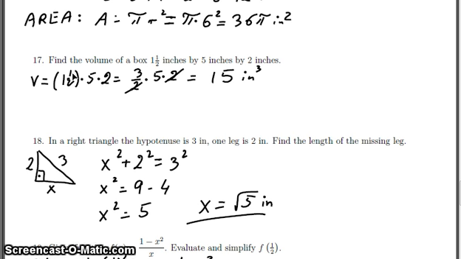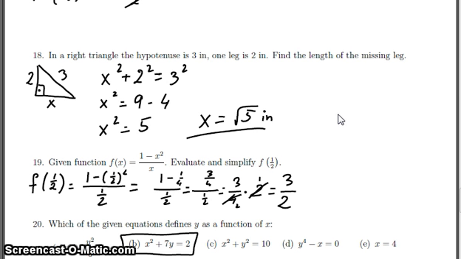Now you can't multiply a mixed fraction, so you have to first convert 1.5 to 3/2, an improper fraction, and you have 3/2 times 5 times 2. The 2 and 2 simplify, and you get 3 times 5 is 15 cubic inches, of course.